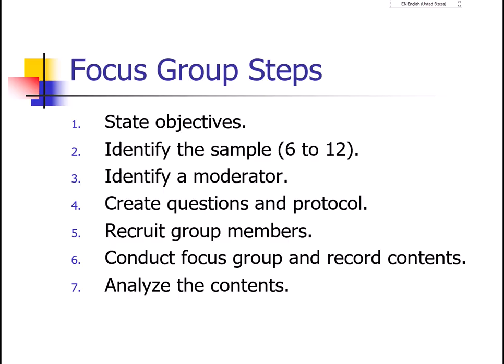Conducting a successful focus group involves some well-defined steps. The first step is to clearly state the objectives of the focus group, which helps guide the entire process. Next, identifying the sample is critical, and it should be between 6 to 12 participants representing the target population. Then you select a skilled moderator who will help facilitate the discussion and ensure that all voices are heard.